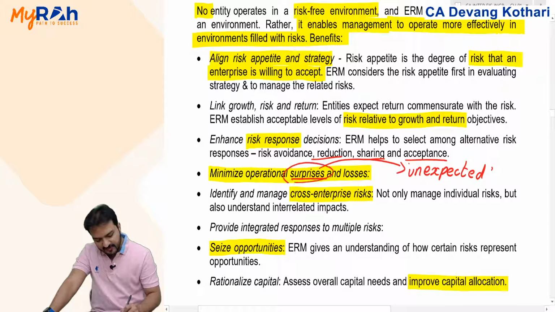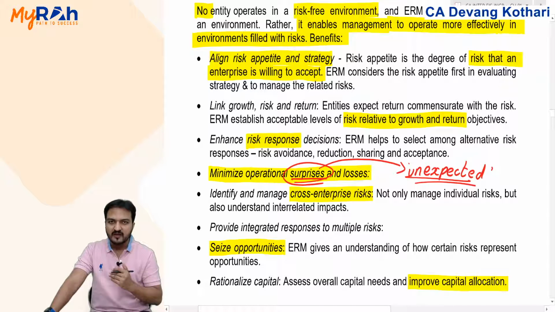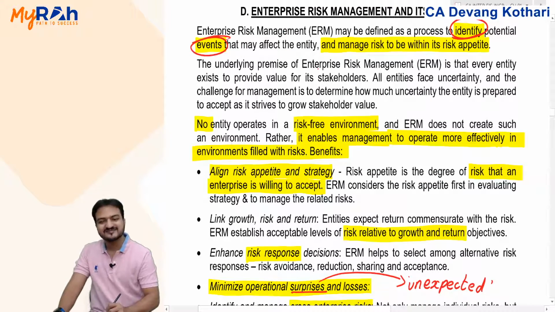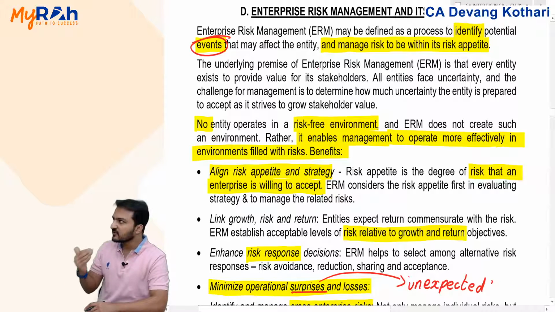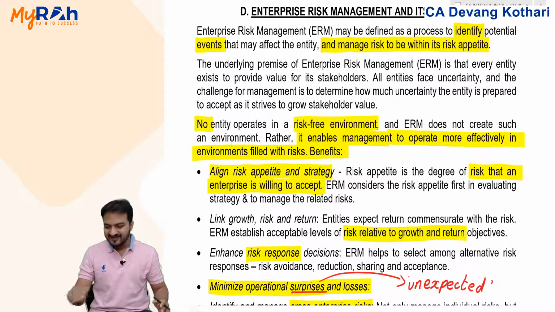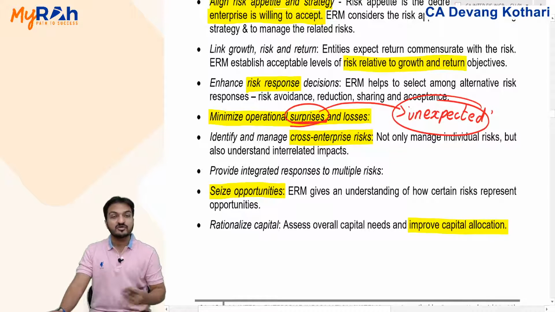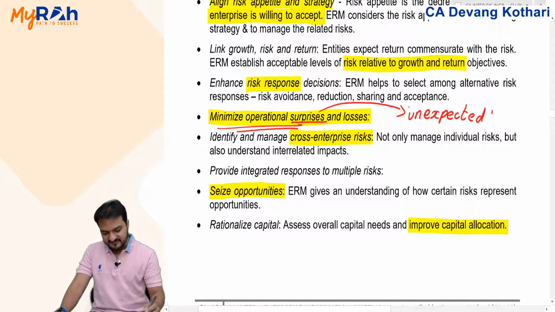Minimize operational surprises. Surprise over here means unexpected things. Look, if you have done risk management, it means you have already identified events that might cause risk. Now, if you have already identified all possible future events, you are ready for all the adverse events. If you are ready for all adverse events, none of the adverse events will be a surprise or unexpected for you, because you have already expected all possible events. That is minimizing operational surprises.